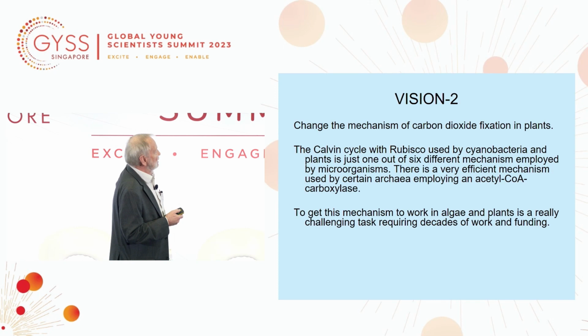We also can change the mechanism of carbon dioxide fixation in plants. The Calvin cycle with Rubisco, as I said, is very inefficient. And for instance, archaea contain an acetyl-CoA carboxylase, which is the most efficient CO2 fixing enzyme. But this will take a lot of time.